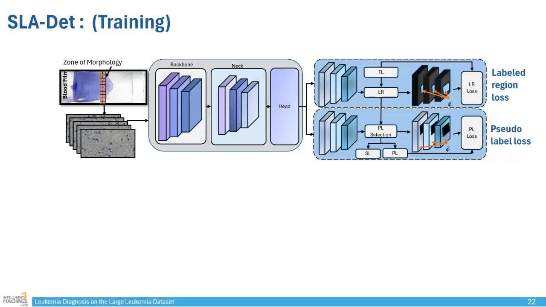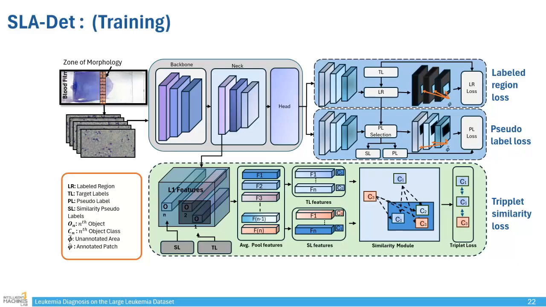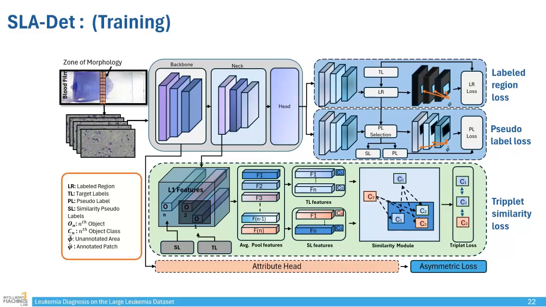Secondly, for the unannotated region, initially we select the high-confidence predictions, extract the pseudo labels, and compute the pseudo label loss. Thirdly, for the medium-confidence predictions, we use the predictions including the ground truth labels and the extracted features for the next section and compute the triplet loss to keep the same class's cells close and the opposite ones away. For the attribute prediction, we employ the same attribute head with the asymmetric loss.